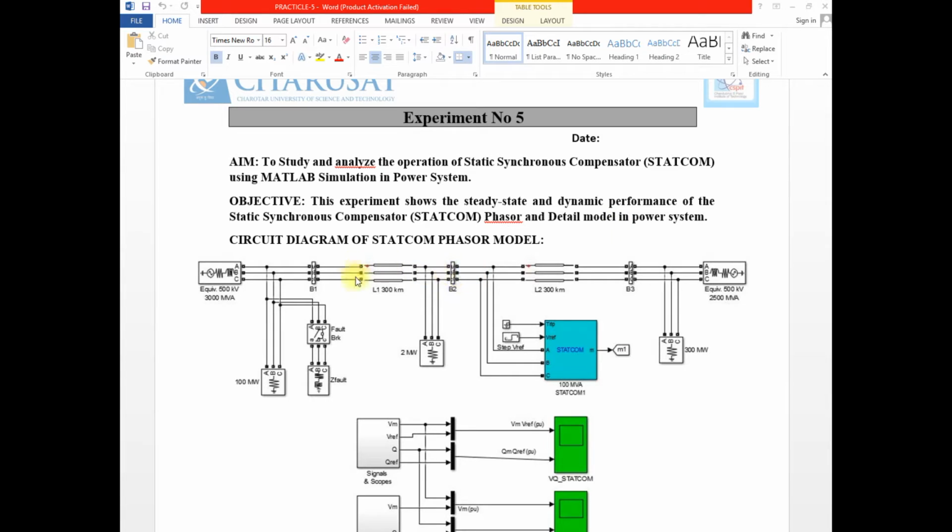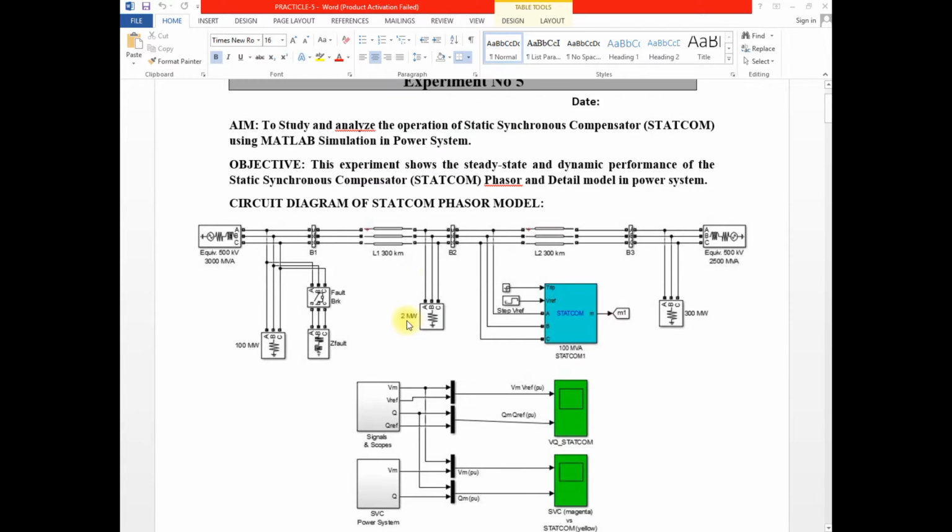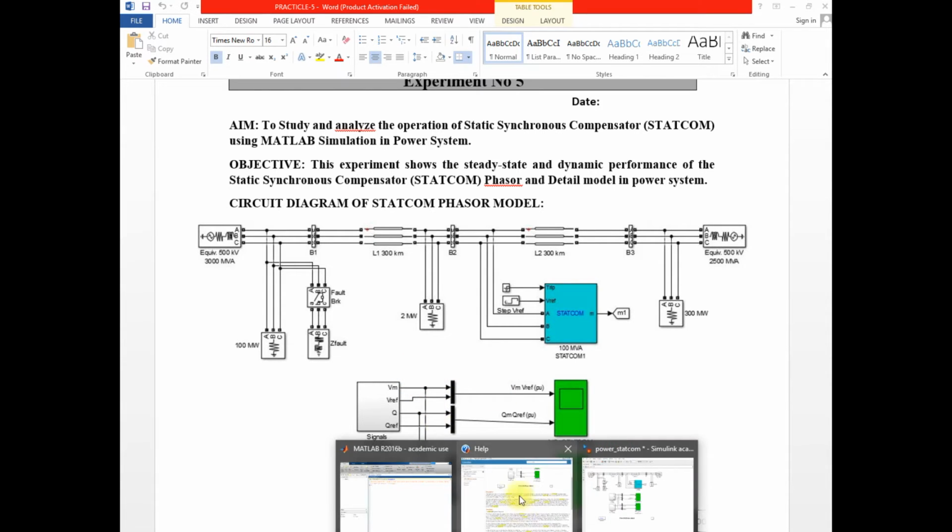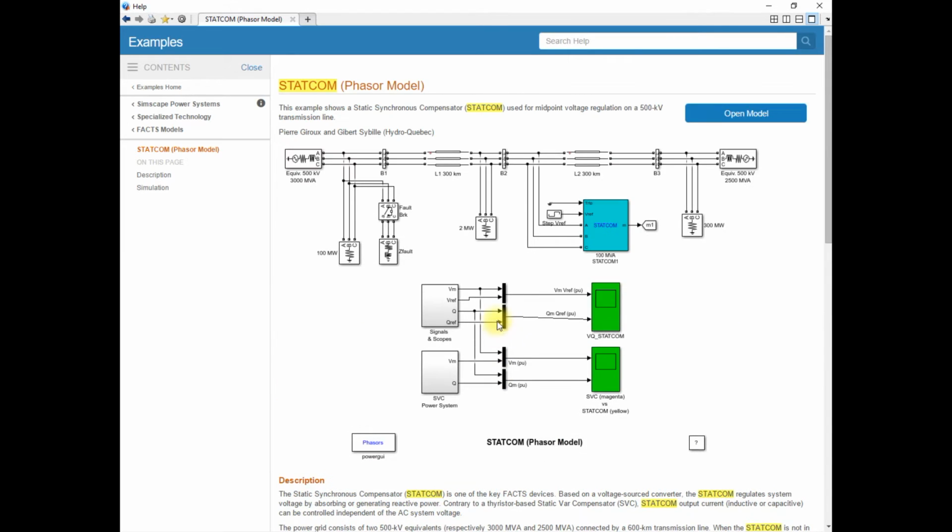So first we understand the phasor model of the STATCOM. This is a single line diagram that is available in MATLAB. Same like a SVC, if you search STATCOM in the help in MATLAB, you find the detailed model and phasor model of the STATCOM. So first understand this phasor model in MATLAB. Here you can see that this phasor model is available.